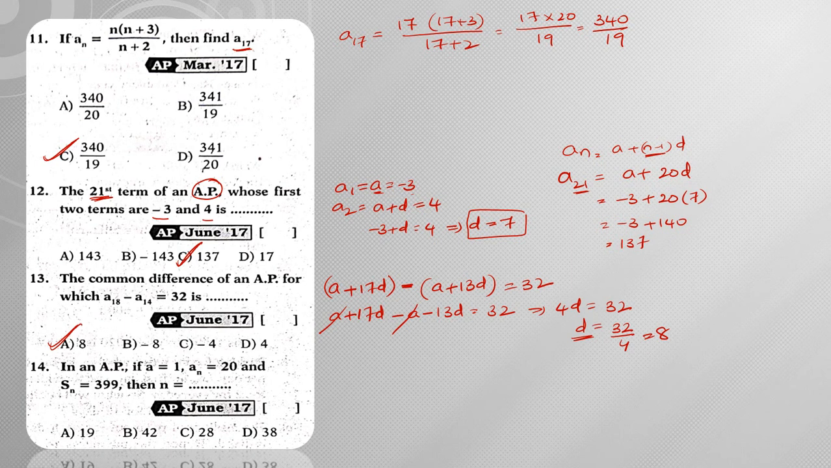Next, in an AP, if A1 is equal to 1, An is equal to 20, Sn is equal to 399, then what is the value of n? Now let us see. He has given Sn, so what is the Sn formula? Sn is equal to n by 2 into (A plus An). Now substitute the values. Sn is 399, which is equal to n by 2 into (A1 is 1 plus An is 20).